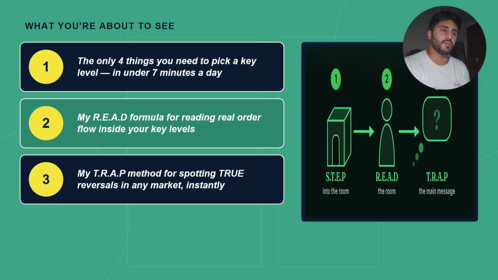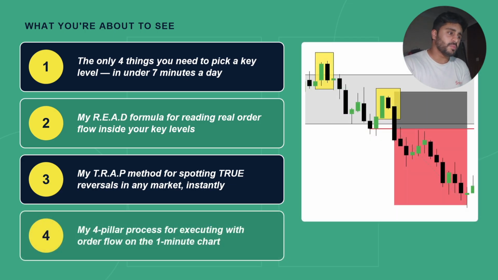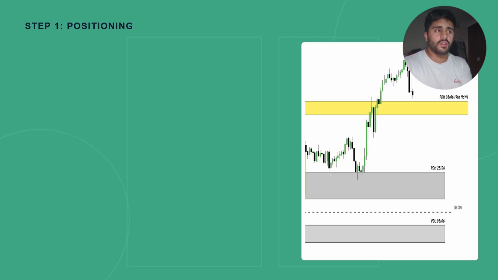And in this part of the video, I'm going to explain how the order flow told me to sell at that ES key level. And last but not least, it's the entry model. So how do I take all of the components that I'm using and put them into a 4-pillar or 4-step executing system with order flow on the 1-minute time frame? So these are the 4 components of this video. These are the 4 learning objectives.